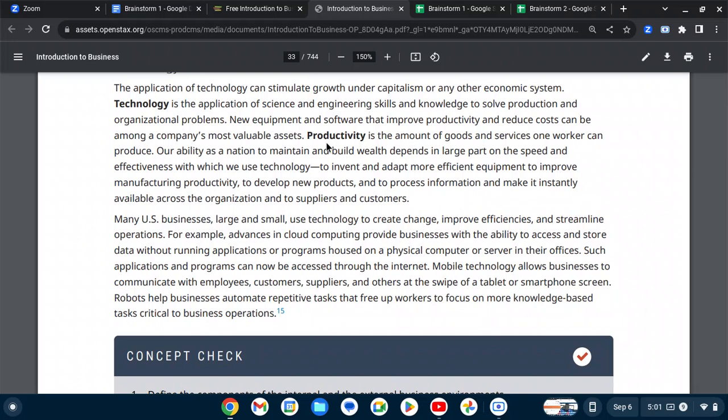For example, advances in cloud computing provide businesses with the ability to access and store data without running applications or programs housed on a physical computer or server in their offices. Such applications and programs can now be accessed through the internet. Mobile technology allows businesses to communicate with employees, customers, suppliers, and others at the swipe of a tablet or smartphone screen. Robots help businesses automate repetitive tasks that free up workers to focus on more knowledge-based tasks critical to business operations.